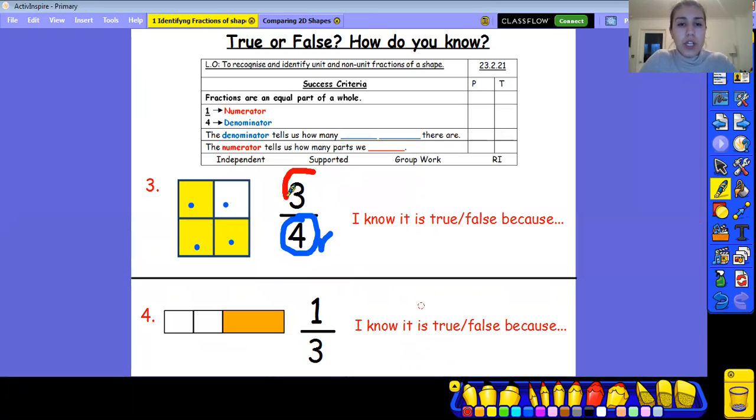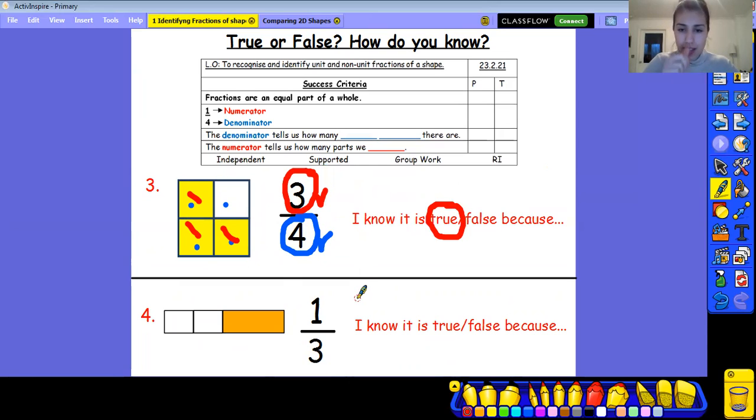Now let's have a look at our numerator. 3, that means I have 3 parts, and that's shown by those 3 parts being shaded. So have I got 3 parts shaded? 1, 2, 3. Yes, I do. So this is correct. So I know it is true because there are 4 equal parts and 3 are shaded. Well done if you said that.